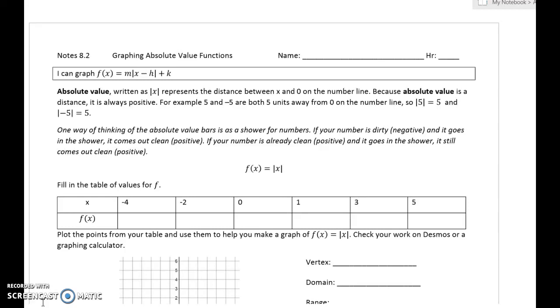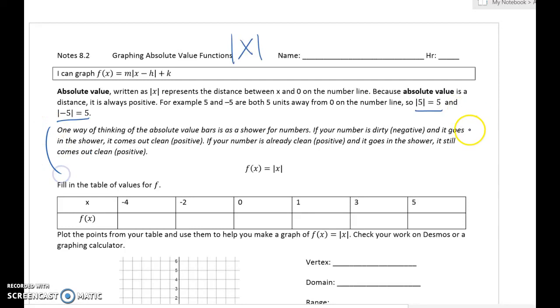So absolute value is written as x with the bars around it, and what this means is the distance between x and 0 on the number line. And since the distance is always positive. So, for example, you don't ever say I ran -3 miles, right? Like I went for a -3 mile run. No matter which direction you go in, the distance is still the same. That's absolute value. So since, for example, 5 and -5 are both 5 units away from 0 on the number line, absolute value of 5 is 5, absolute value of -5 is 5.